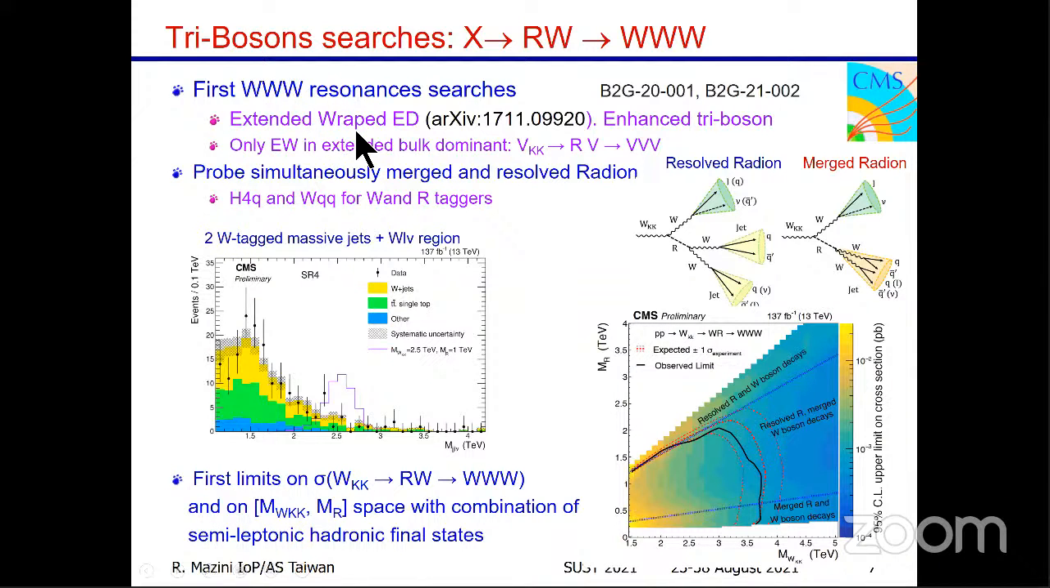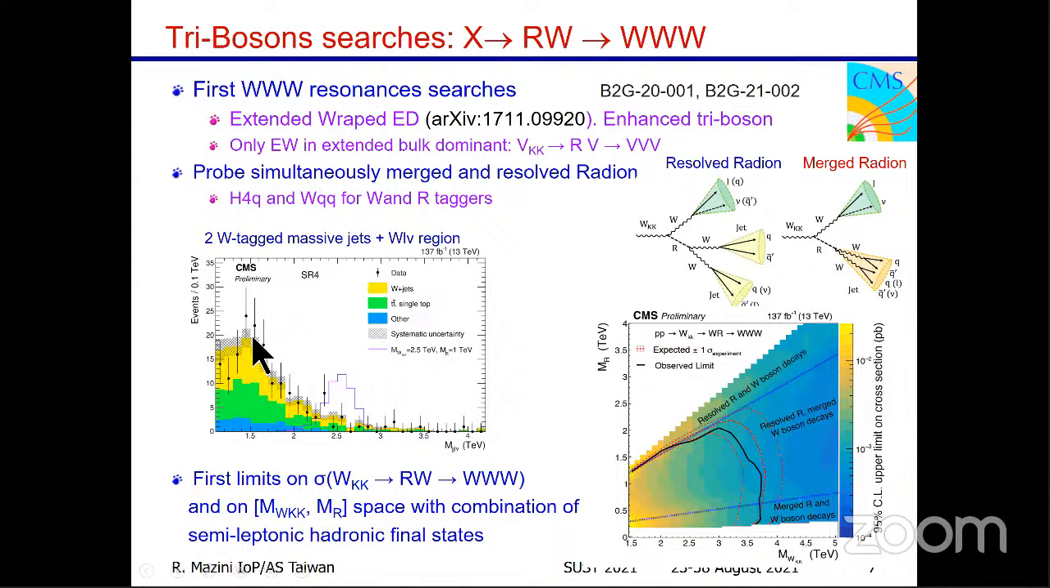This particular model exists in either extended drought extra dimensions, which enhance diboson projections. So basically, only the electroweak is extended and dominant in this particular model, with the radion decaying to 2W. It can be either a resolved radion as seen here, or a merged one as seen in this particular plot. And then they actually managed to reconstruct this particular event configuration as well, by looking at two W-tagged massive jets in the VV region here.